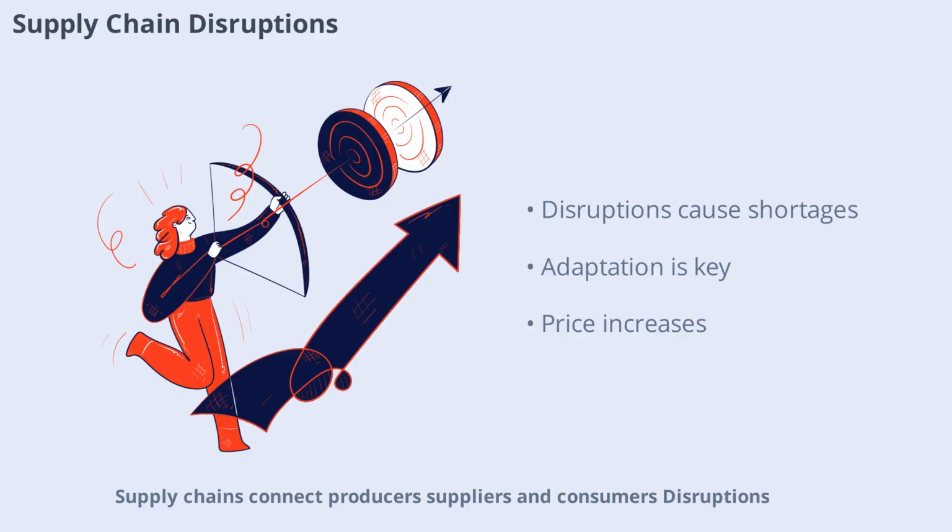Supply chains connect producers, suppliers, and consumers. Disruptions such as natural disasters or geopolitical events can impact economic trends by causing shortages and price increases. Businesses must adapt quickly to maintain operations and meet demand. Understanding supply chain dynamics helps us anticipate challenges and find solutions.